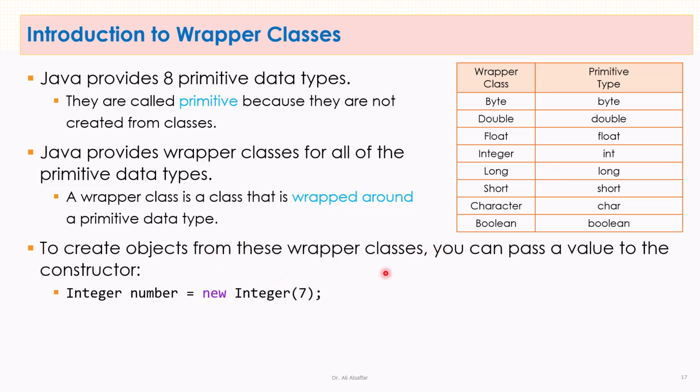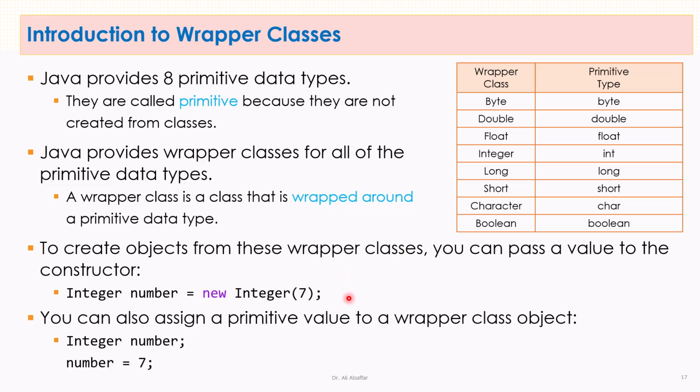To create an object from the wrapper class, you simply pass the value of the primitive data type to the constructor. And here is an example of how to create an object from the Integer data type. So the wrapper class Integer, the variable name, and here you are creating the object by supplying the primitive value 7 to the constructor.